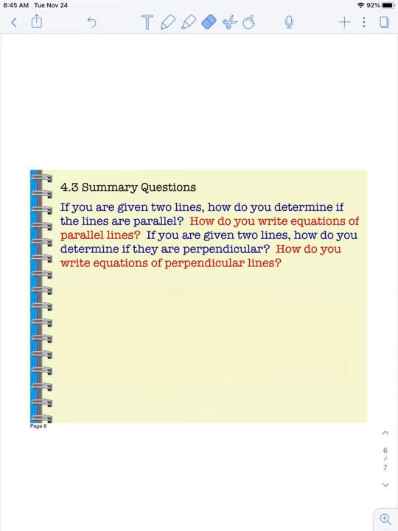All right, and let's summarize what we've learned today. If you are given 2 lines, how do you determine if the lines are parallel? Well, parallel lines have the same slope. I'll go ahead and write that: same slope. And then how do you write the equations of parallel lines? Well, first we have to find the slope, which is the same. And then we can either use point slope by plugging in the x and y values and then convert it, or you can plug in x and y and solve for b.